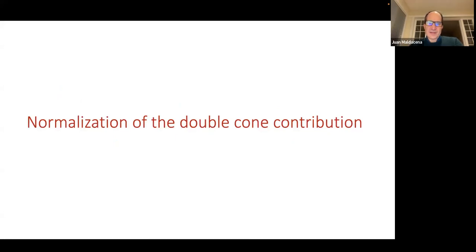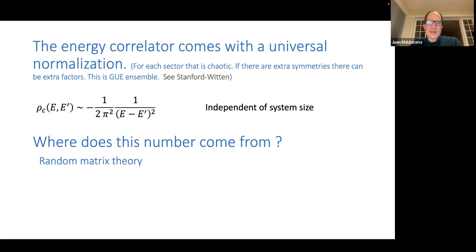So this is one of the points of this talk and our paper: to understand the normalization of this double cone contribution, to see whether for any theory of gravity we get the right normalization as we expect from random matrix theory. So first, let me try to explain where this number comes from in random matrix theory. And I would like to emphasize again that this is independent of the system size. Whether the matrix is an n by n matrix with any n, you get this distribution.